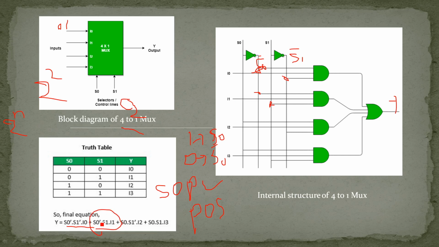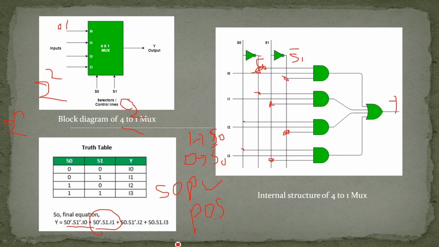according to your second input equation. The third gate is connected to the three inputs. These are the locations, these are the points where it is connected to the input of third gate, that is S0, I2, S1 bar. Similarly, fourth gate is connected here, this location, that those are S0, I3 and S1. Finally, these all inputs are connected to the Y. That is a final equation. This is the internal structure of 4-to-1 multiplexer.